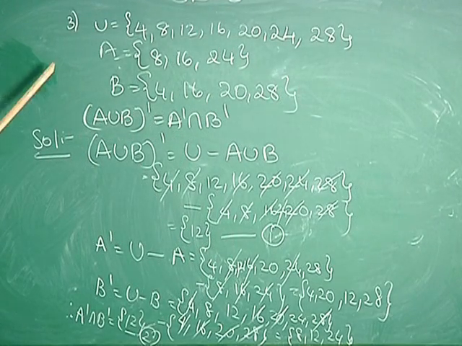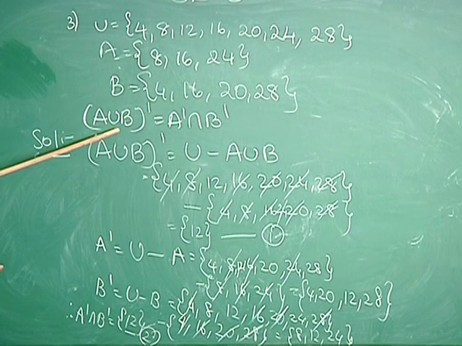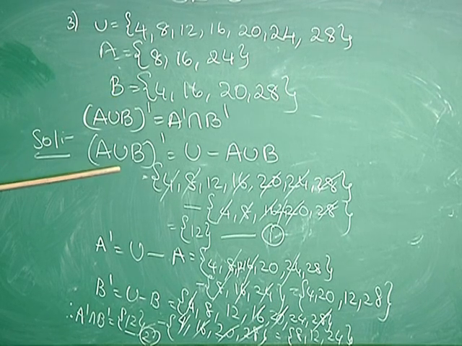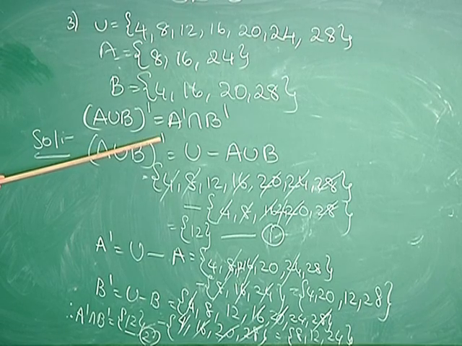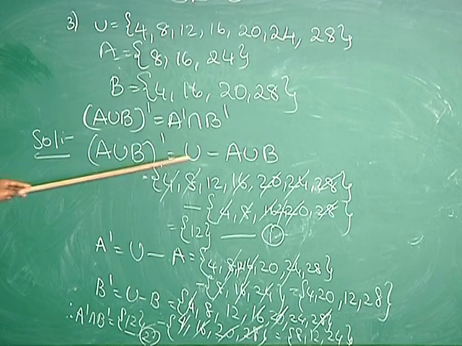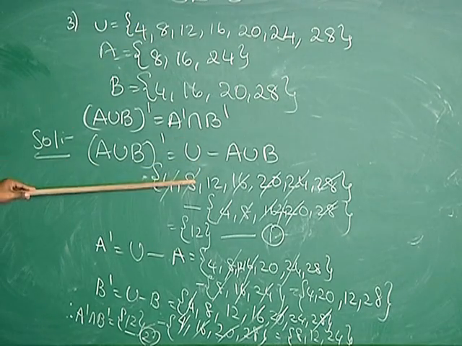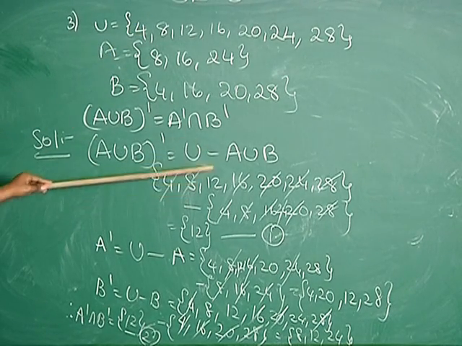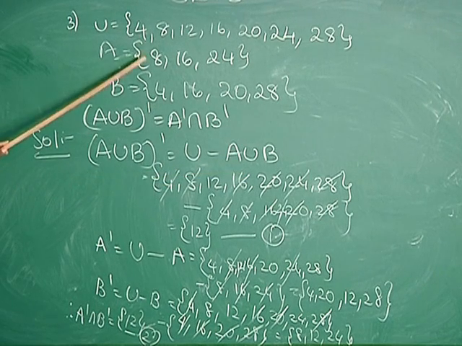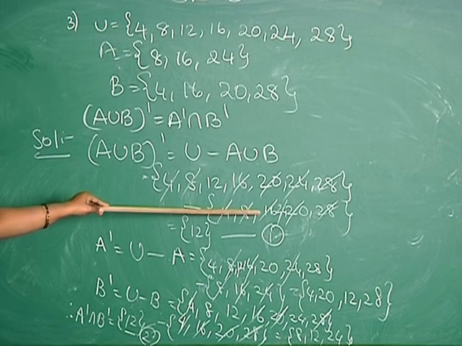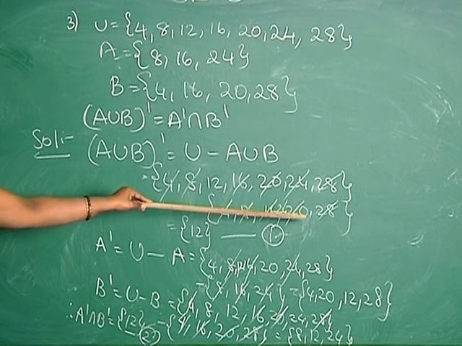So now our third problem is verifying De Morgan's law. This is De Morgan's first law. They gave the U set, A set and B set. First you need to calculate A union B whole complement. As I said, complement is nothing but U minus A union B. The U set they have already given, the same thing as it is we will write, minus A union B. A and B we need to combine. So we have written 4, 8, 16, 24, 20, 28.